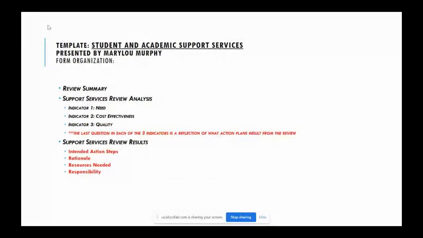And then for UCAN, the Student and Academic Support Services, and sorry, you shared it too, sorry. So again, it's the review from the previous report, review of your objectives, the center part where you're talking about the need, the cost effectiveness, and the quality, and then the final results.